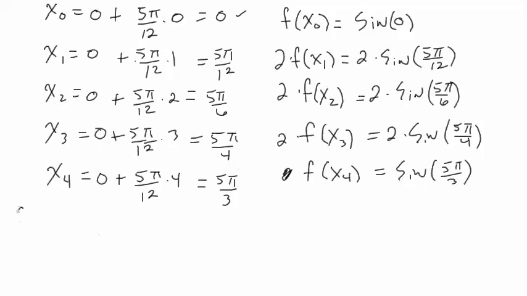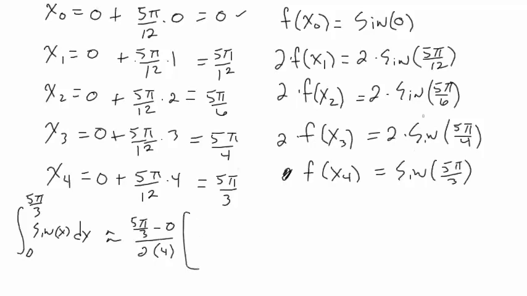Okay, so I'm going to go ahead and write this out here. We went from 0 to 5 pi thirds of sine x dx, and this is going to be approximately, so it was b minus a over 2n. Let's just go ahead and write all that out: 5 pi thirds minus 0 over 2 times 4. Alright, and so now what we're going to do is just go ahead and sum all of these guys up.